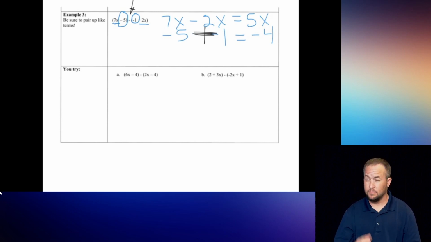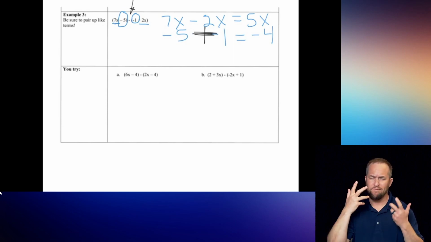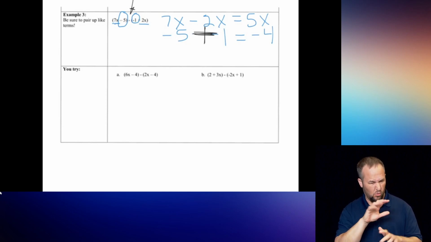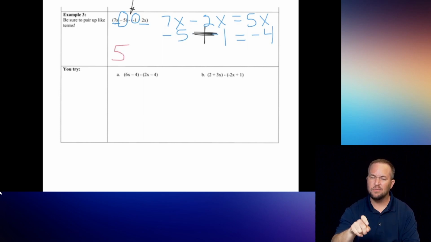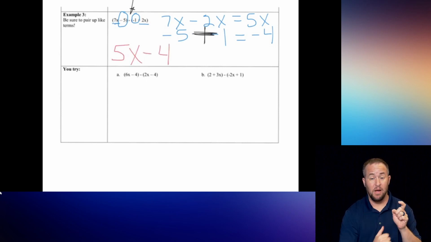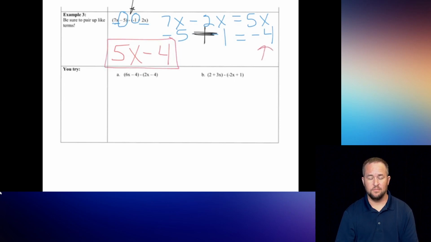Some of you might do all that work and be like, yes, okay, I found my answers and I'm done. Please don't do all that work and then stop before you actually give the answer, because if you don't give the final answer, you'll get some points off. So your final answer is I have 5x's and I have a negative 4. Notice this answer will have a minus sign in it to represent that that constant was negative.